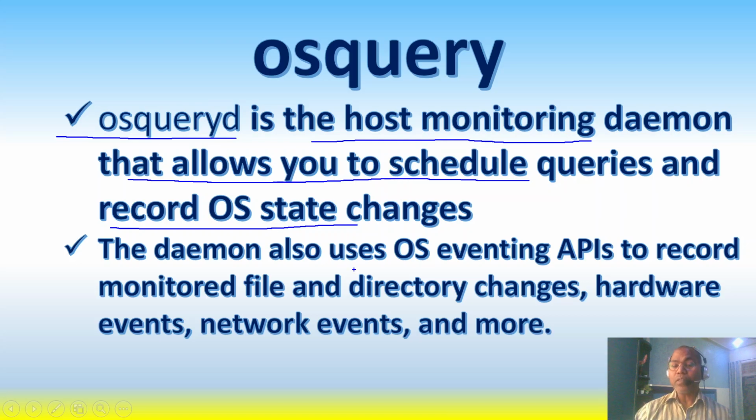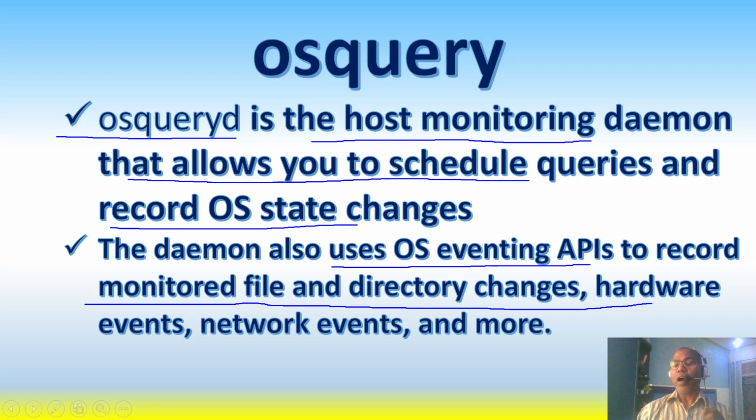And this daemon also uses, as I said, the eventing API to record monitored file and directory changes, hardware events, network events, and more. That means in one operating system, on one machine, whether you talk about the server, the router, the node, or load balancing, lots of things are going on on the particular hardware.